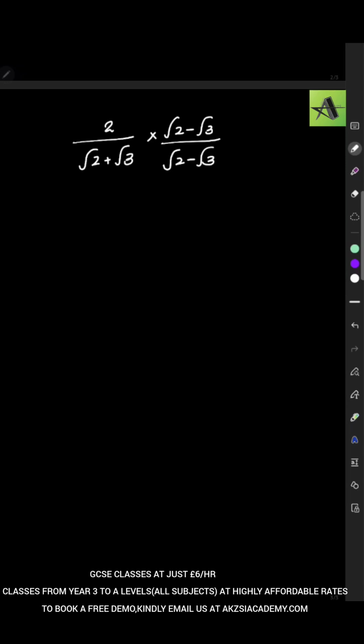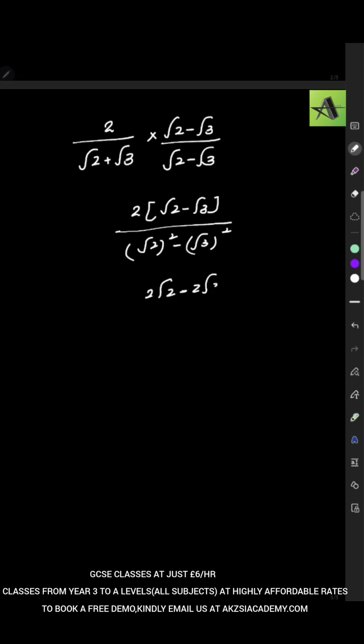Same, multiplying the numerator. So 2 times root 2 minus root 3 over root 2 plus root 3 times root 2 minus root 3, same, a plus b times a minus b. That means root 2 whole squared minus root 3 whole squared. So if I expand this bracket, 2 times root 2 minus 2 times root 3 over 2 minus 3, that is minus 1. So I can write minus 2 root 2 minus 2 root 3, or 2 root 2 plus 2 root 3.